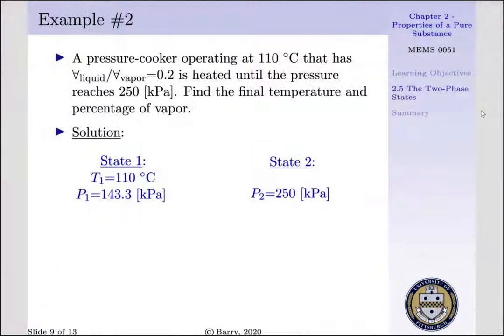To begin, we'll always write out our state variables. At state 1, we have a temperature of 110 degrees centigrade. And since we have a liquid and vapor existing simultaneously, we know we're saturated, such that our pressure is equal to our saturation pressure corresponding to T1. That is, our pressure at state 1 is 143.3 kPa. At state 2, we know our pressure is going to be 250 kPa.